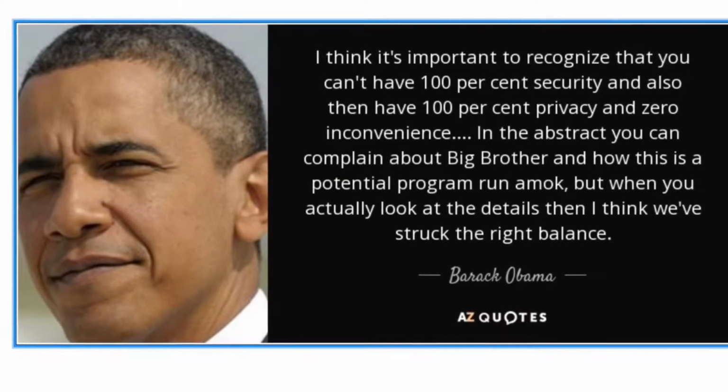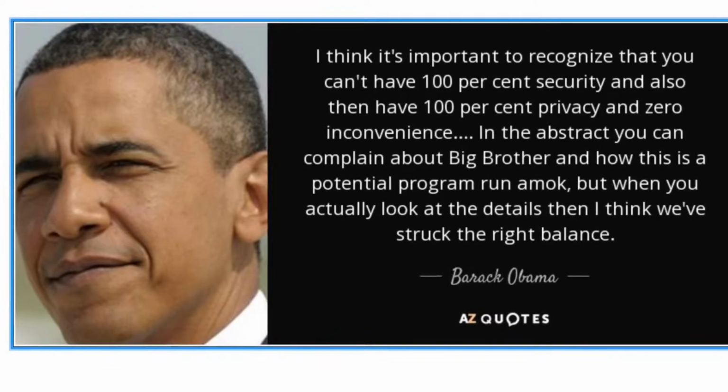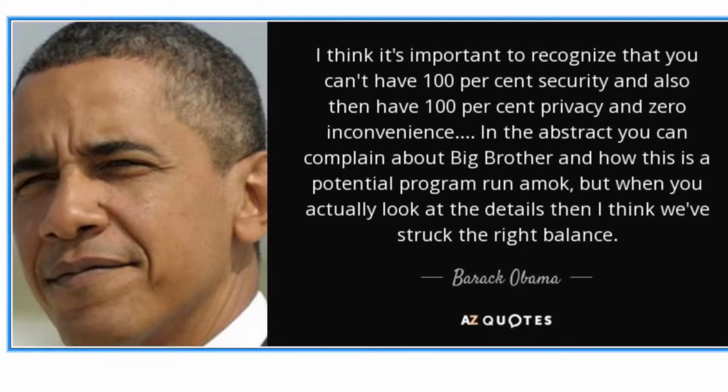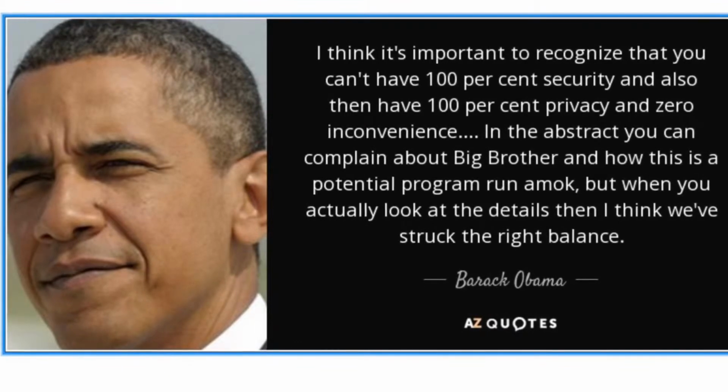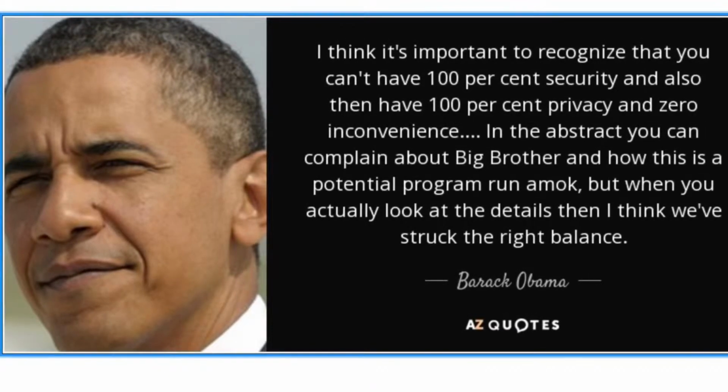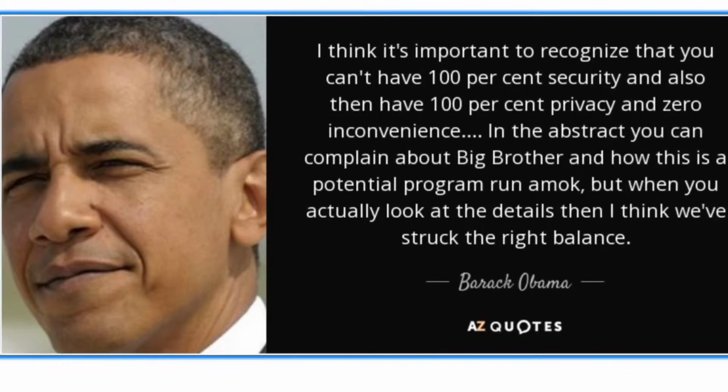We don't do that. Barack Obama once said, "I think it's important to recognize that you can't have 100% security and also then have 100% privacy and zero inconvenience. In the abstract, you can complain about Big Brother and how this is a potential program run amok, but when you actually look at the details, then I think we've struck the right balance." And that is the question.